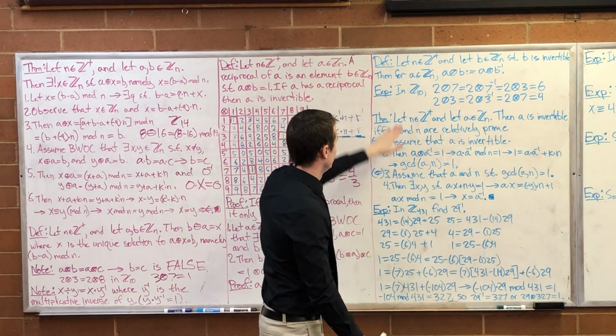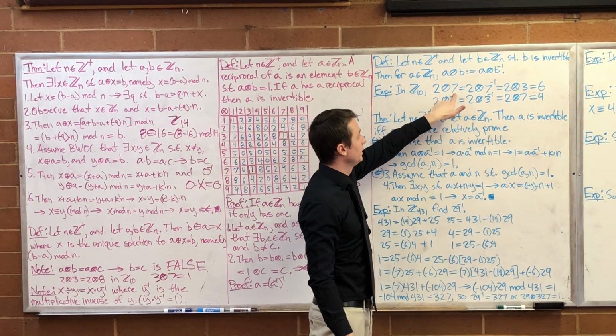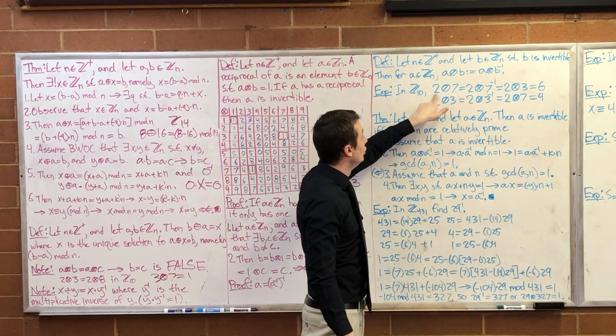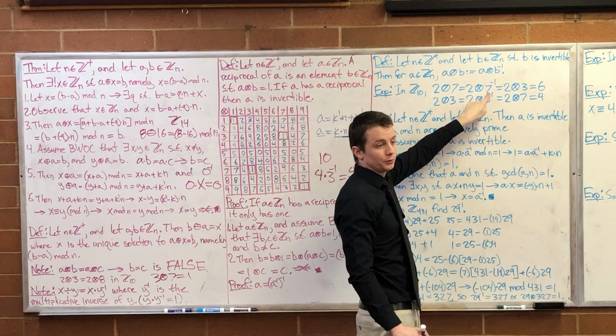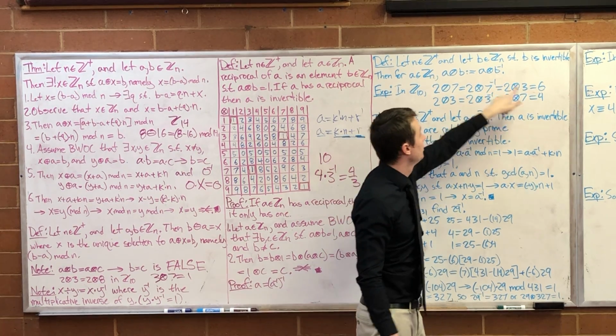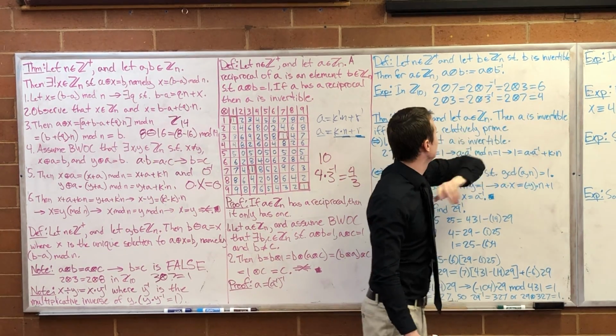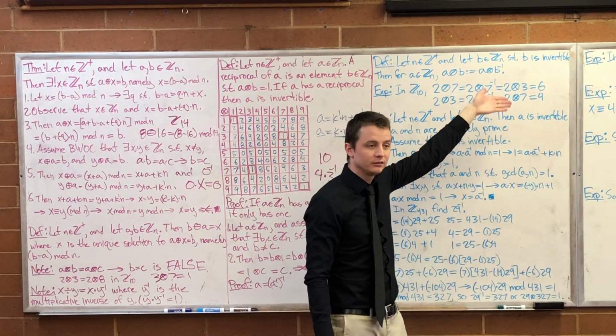Let's do some examples. In Z10, what is 2 divided by 7? It is 2 times 7's multiplicative inverse. What is 7's multiplicative inverse in Z10? 3. So it's the same thing as 2 times 3, it's 6. So 2 divided by 7 is 6.